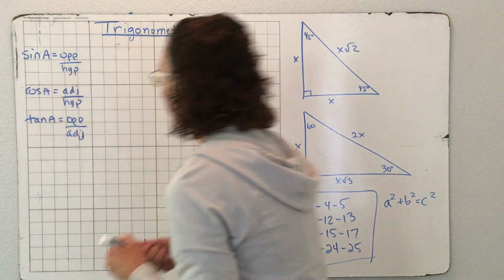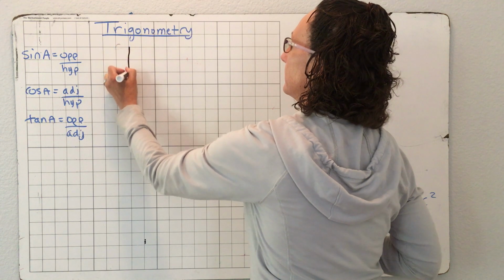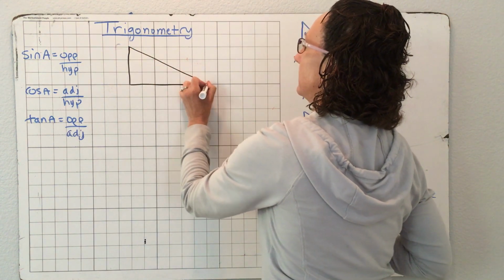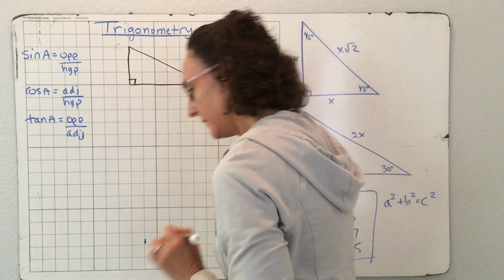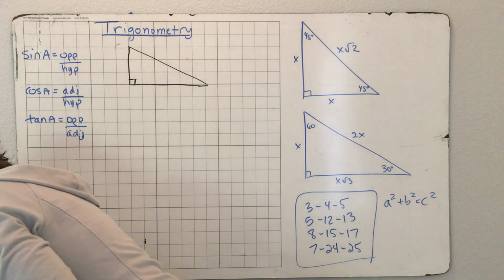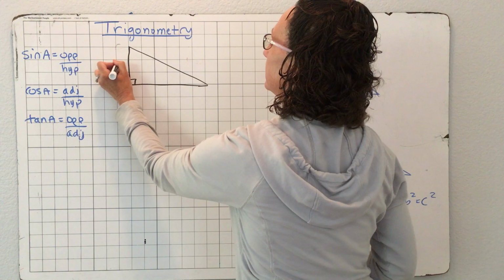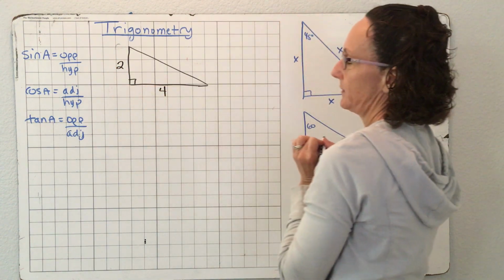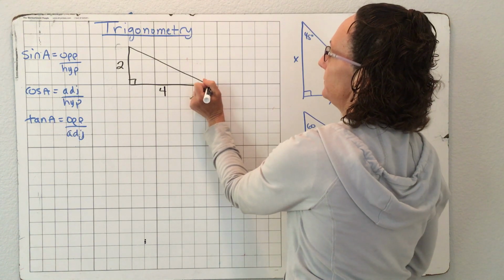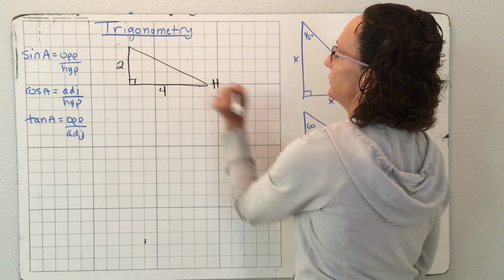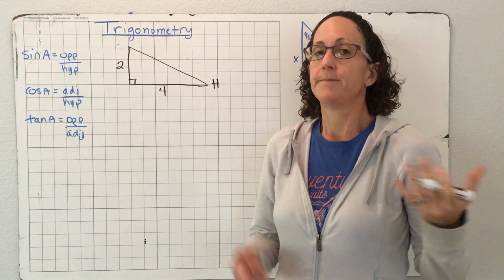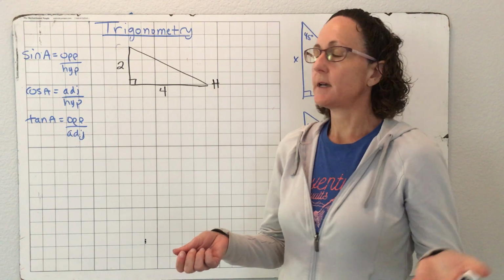Okay. So I want to show you a problem. Let me see what I did. Okay, we're gonna do this side is 2 and this side is 4. Okay, and let's do H. Okay, so again, you need to find the missing side.